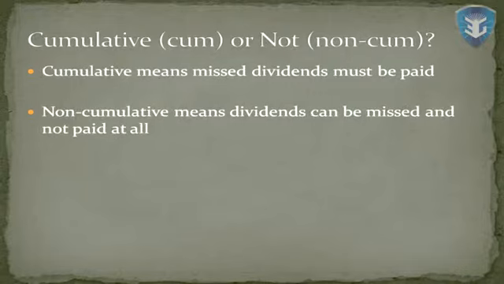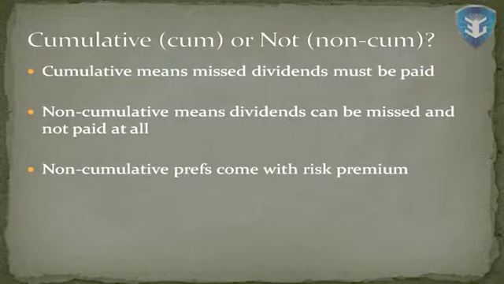Whereas non-cumulative means dividends can be missed and not paid at all, but if you don't get your dividend, common shareholders still don't get the dividend. And non-cumulative preference shares come with what's called a risk premium. That essentially means that the risk of not paying is reflected in the price. If you're very dependent on income, you probably want to look more at cumulative preference shares because you can feel a bit more relaxed about those. But if you can pick the right non-cumulative preference shares, your rate of return will be slightly higher, but of course you're taking on more risk, so that's not at all surprising.